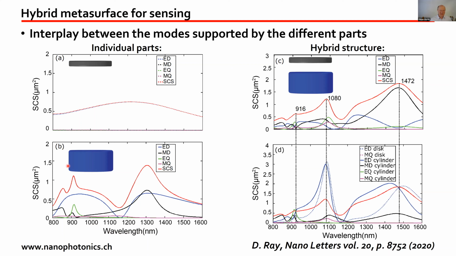Here you see the silicon disc has a much richer response. It also has some electric dipole resonances, but it also has some electric quadrupole resonances that appear, and some magnetic dipole as well, which is the longest wavelength or the lowest energy resonance for this cylinder. And when we combine the two together, we have many different peaks, many interesting optical features.